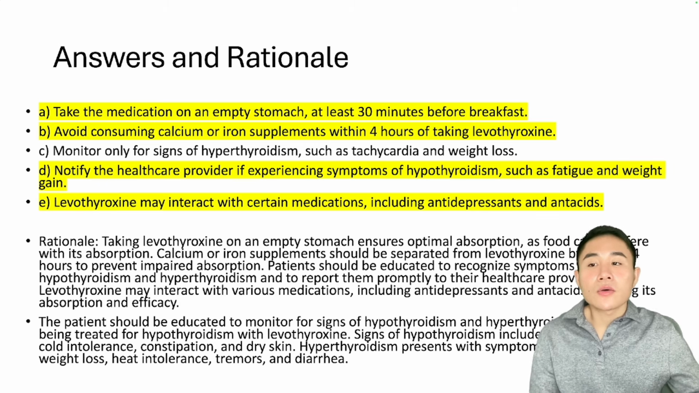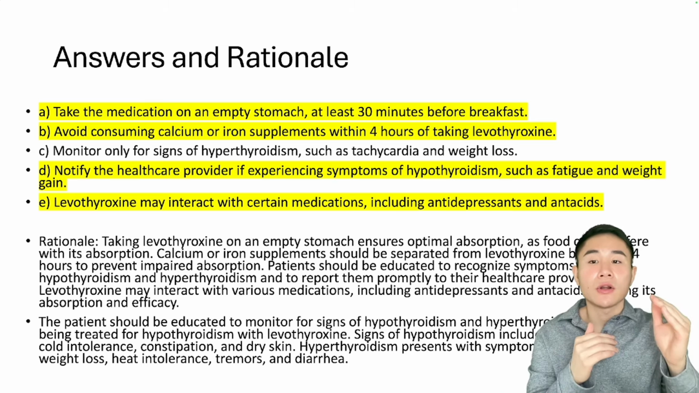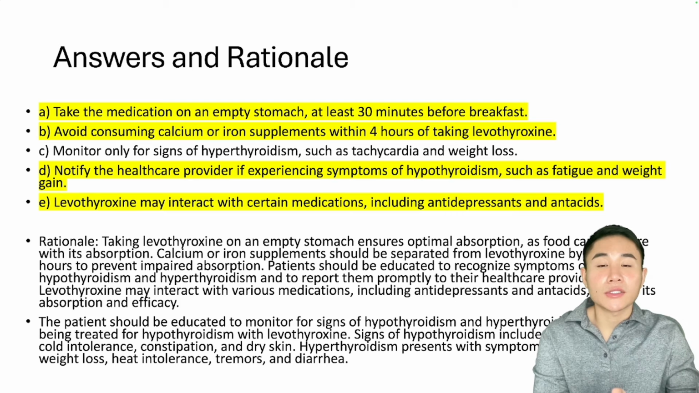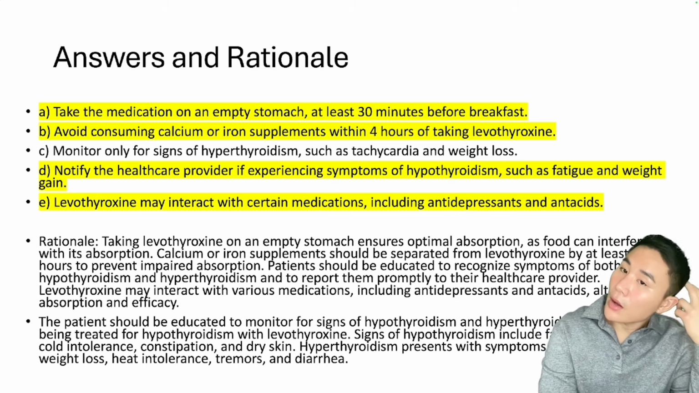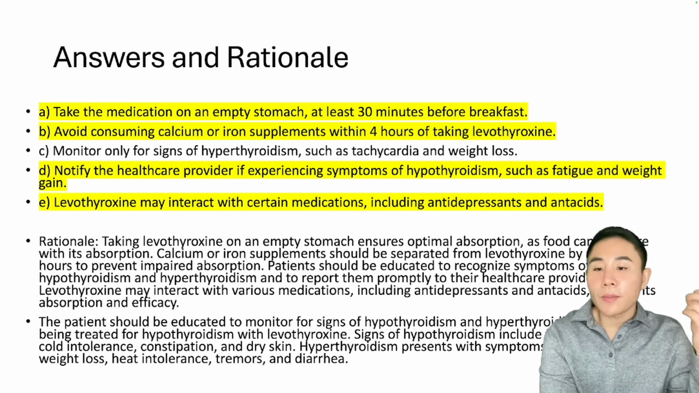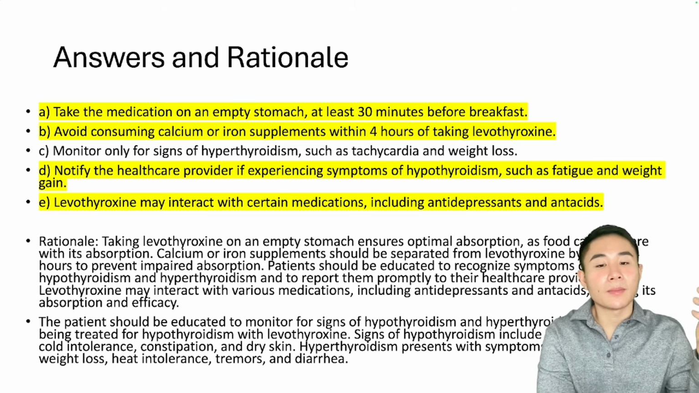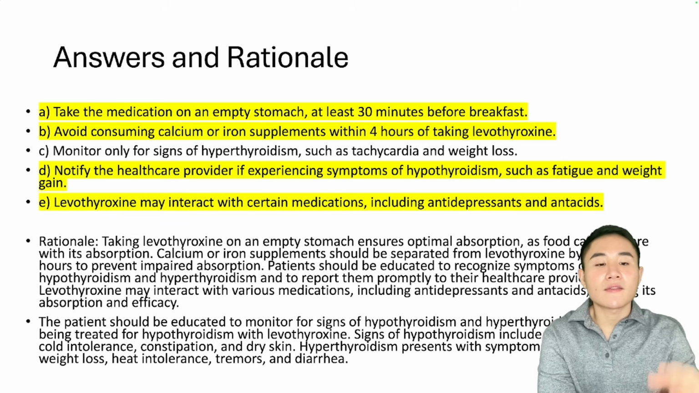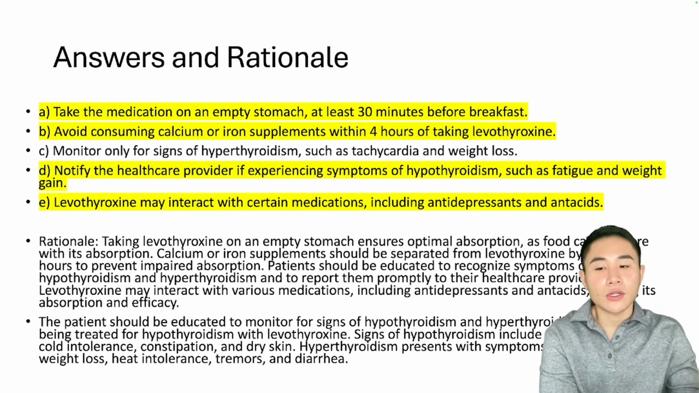Okay. So C is incorrect because we should teach the patient to monitor for both hyper and hypo. The option C only teaches one, so that's why it's incorrect. The patient should be educated to monitor for signs of hypothyroidism and hyperthyroidism as they are being treated for hypothyroidism with levothyroxine. Signs of hypothyroidism include fatigue, weight gain, cold intolerance, constipation, dry skin. Hyperthyroidism presents with symptoms such as tachycardia, weight loss, heat intolerance, tremors, and diarrhea.